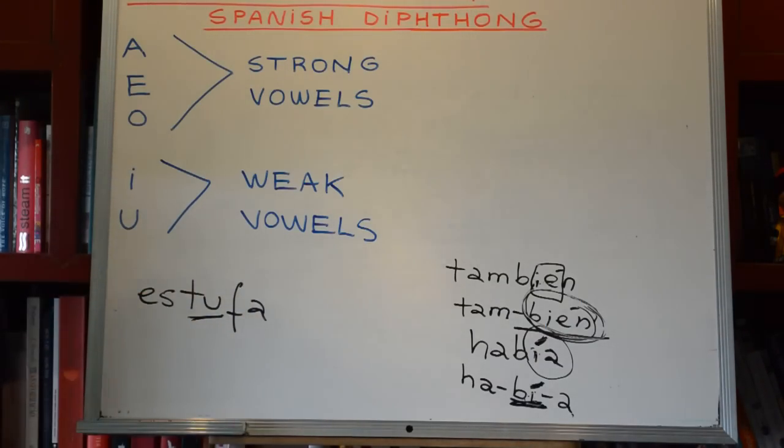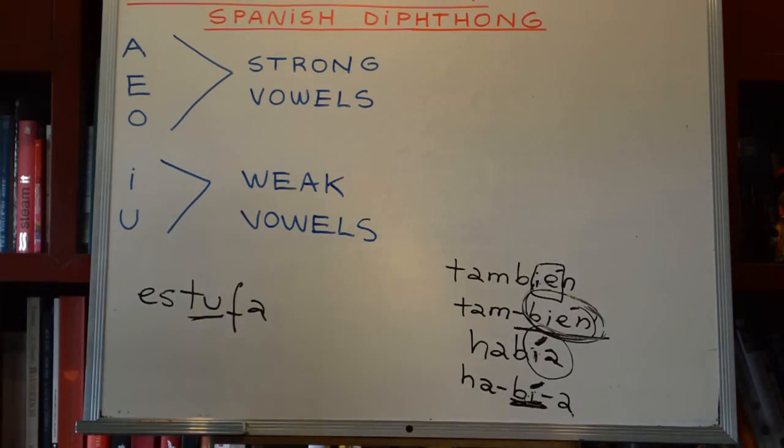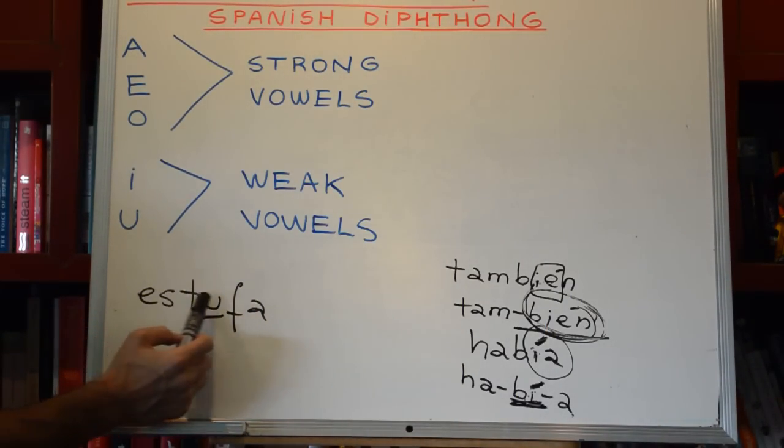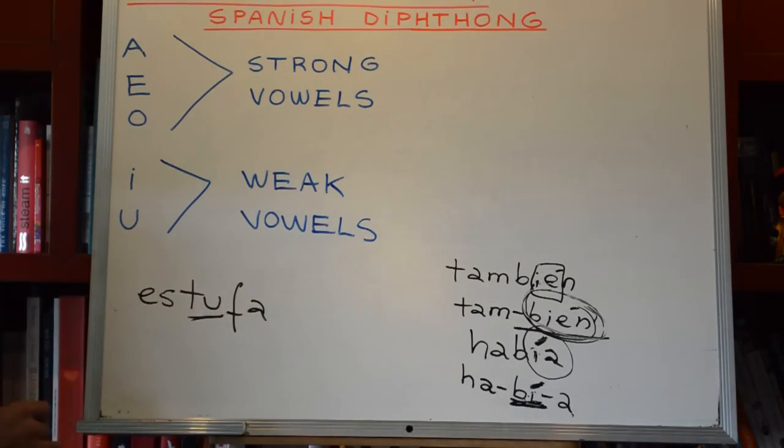Estufa, for heater, is it a diphthong or an hiatus? It's actually nothing. It's neither of both. We don't have any vowels together here, right? This is neither of both.